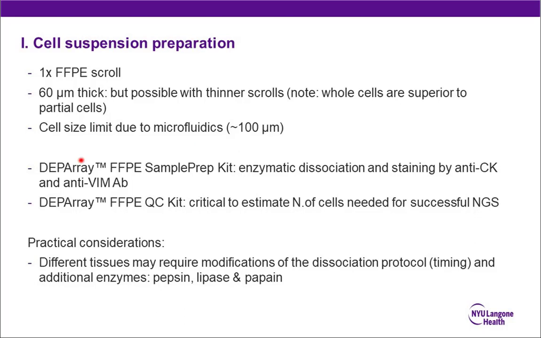For the cell suspension preparation, you can use the DEPArray FFPE sample prep kit, which is very simple to use. It has enzymatic dissociation with all the enzymes pre-mixed, and contains two antibodies, anti-cytokeratin and anti-vimentin, and then a critical FFPE QC kit, which will help you estimate the number of cells you need to recover for successful molecular analysis. I would say that the QC kit is very conservative. We have gone way below the requirements of the kit and were able to get good sequencing analysis, and I'll show you that in a moment.